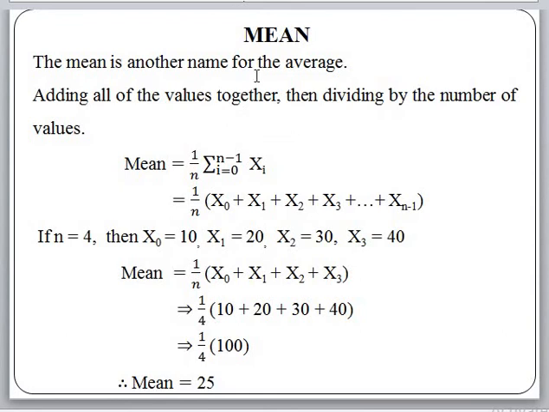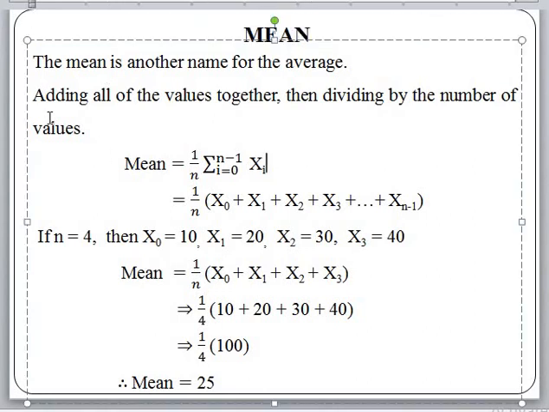Let us go through the concept of mean. What is mean? The mean is another name for the average. So if we want to find the average of n numbers, mathematically we call it mean. How to find average? Add all values together, then divide by the number of values. If there are 4 values, add all those 4 values, then divide by 4 to find the average. So this average is also known as mean.